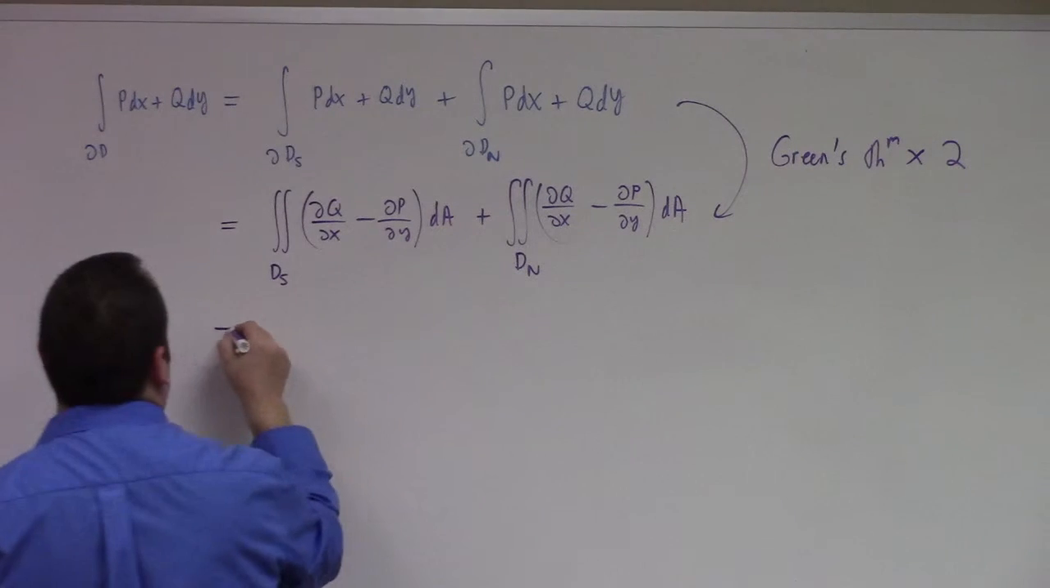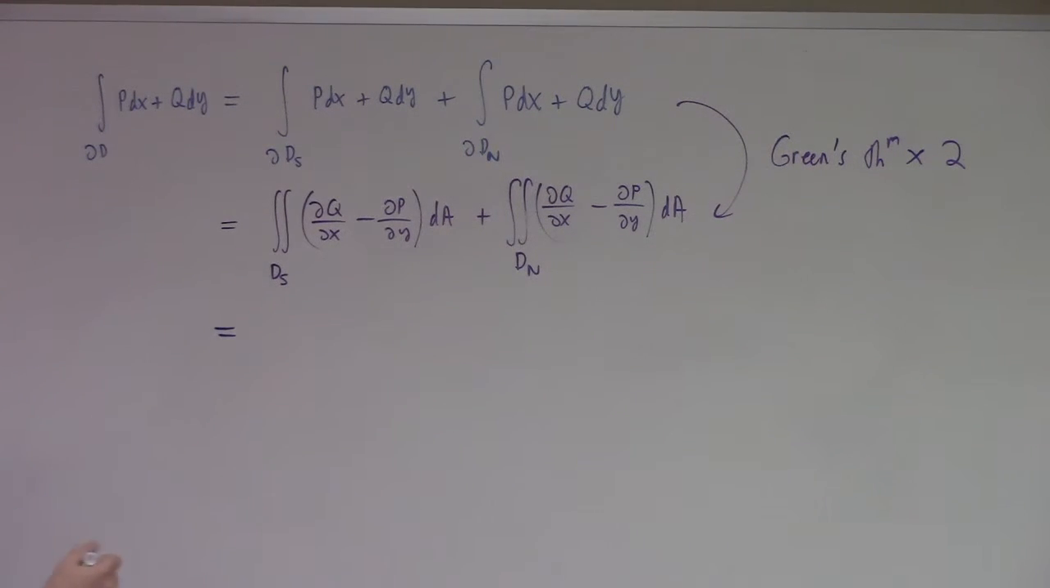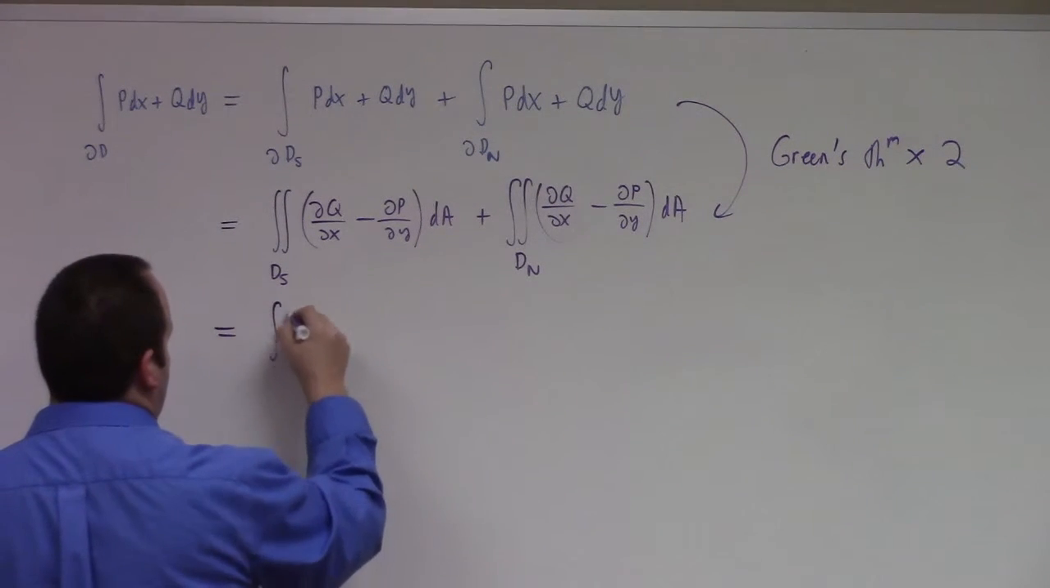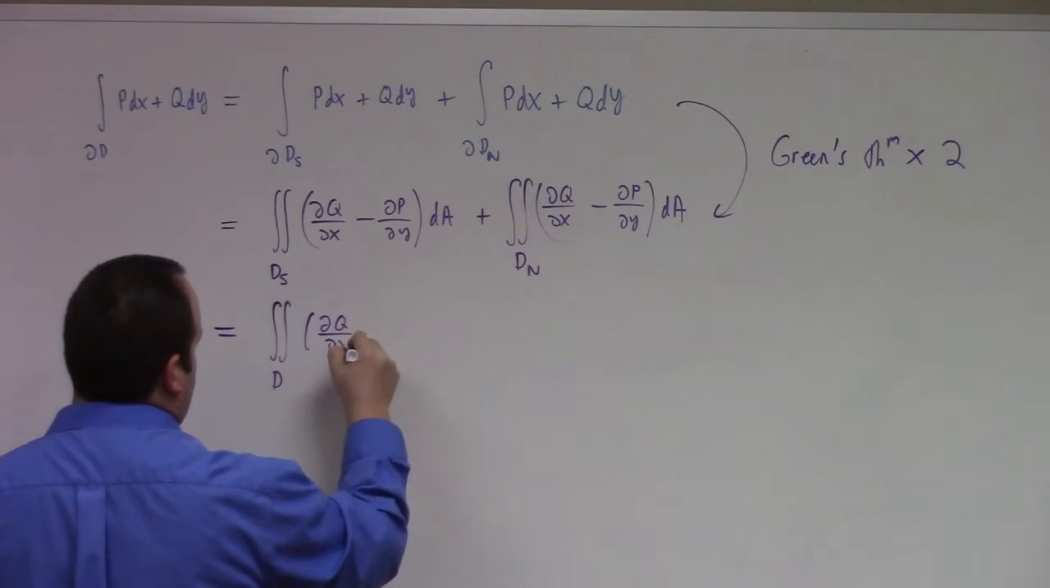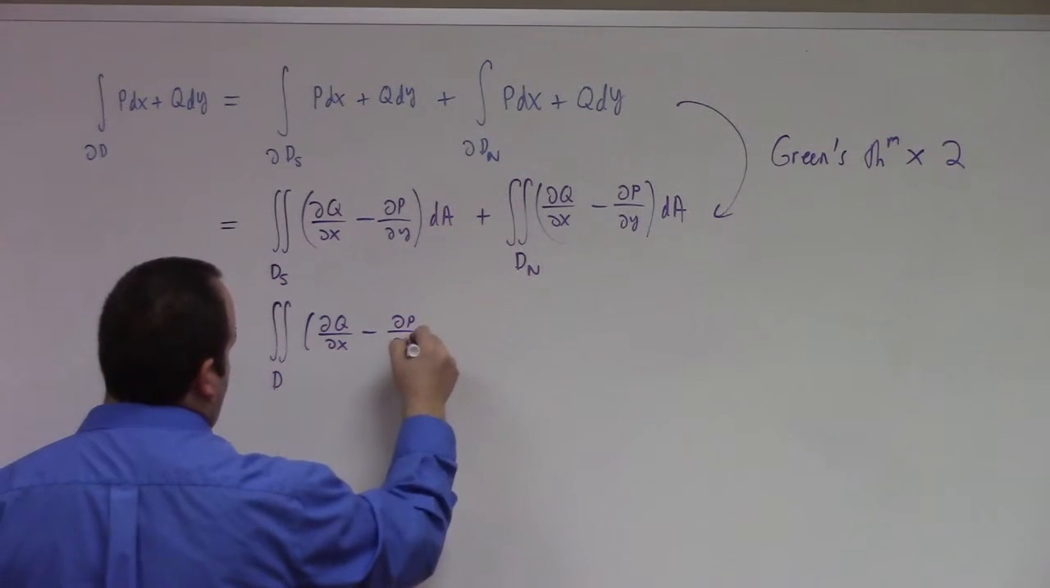And then, of course, using the additivity of the double integral, if I integrate a function over two regions, if I take the union of those two regions, it's the same as just integrating over the entire region, right? Because the integral's additive in that sense. So I can just say that's the double integral over D of partial q partial x minus partial p partial y dA.